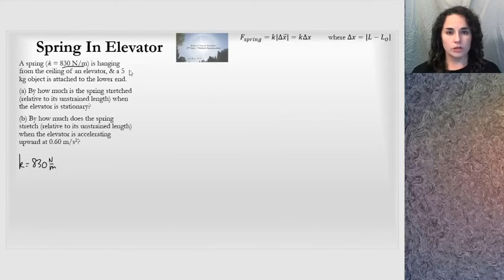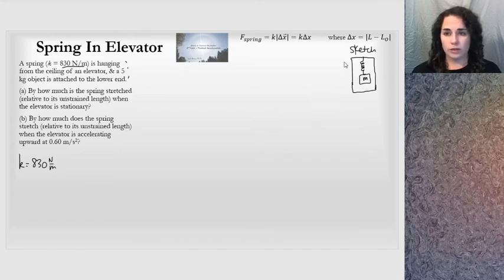I'm also getting a picture in my head that I'm going to write out over here. There's an elevator and there's a spring in the elevator, hanging from the ceiling, and there's a mass on the lower end. So that's a general sketch of the situation. This is not a free body diagram, this is just the sketch. I'm getting an idea of what's going on. There's no supportive surface under the mass.